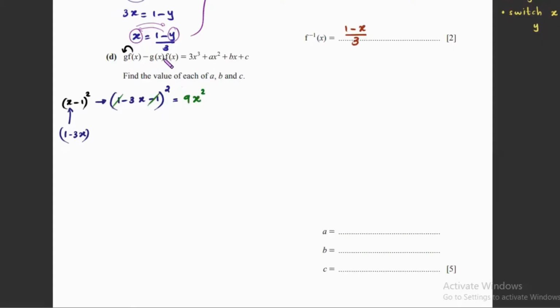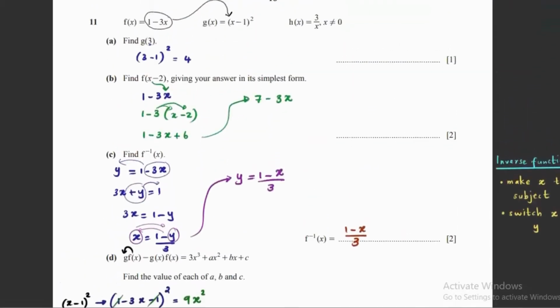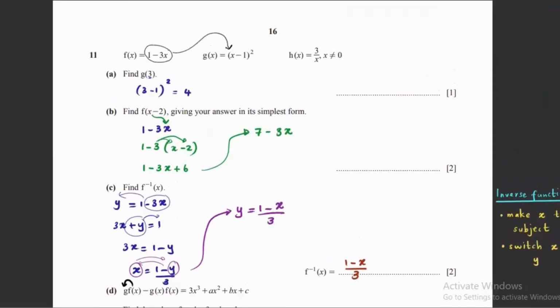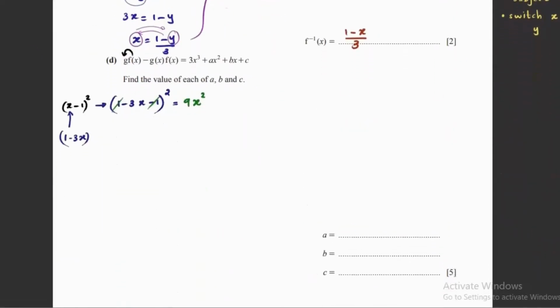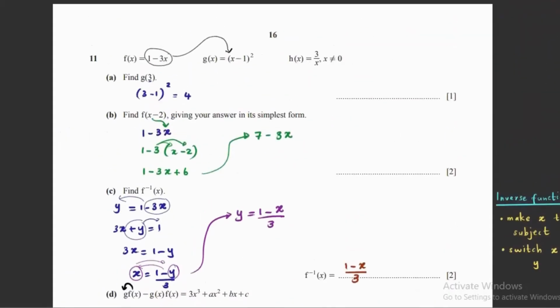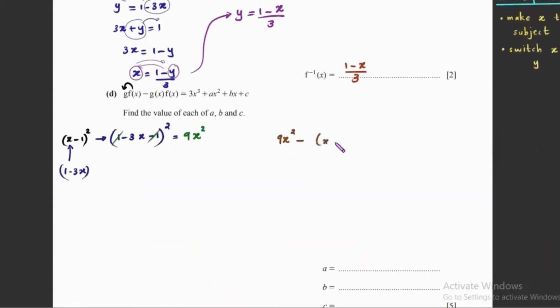Now I need to find what g of x times f of x is. That is actually the multiplication of g of x and f of x. So g of x is x minus 1 squared. F of x is 1 minus 3x. So what we have to do here is take g of f of x, which is this 9x squared, and subtract g of x. So g of x, according to the question, is x minus 1 squared, and f of x is 1 minus 3x. This entire thing has to be subtracted.